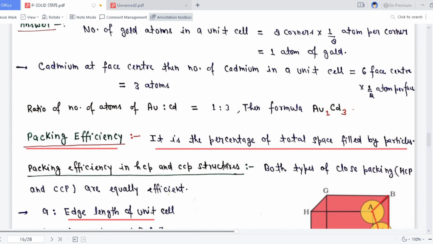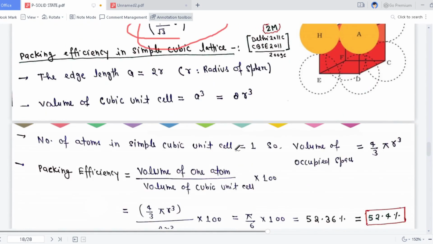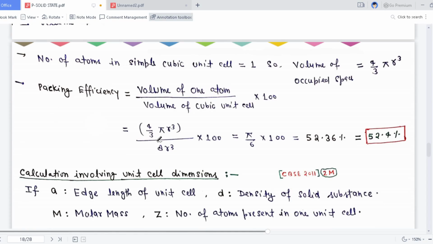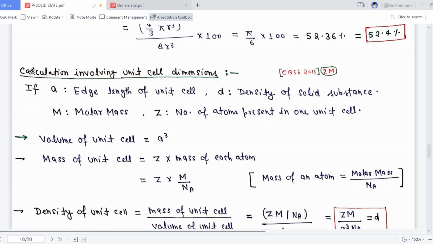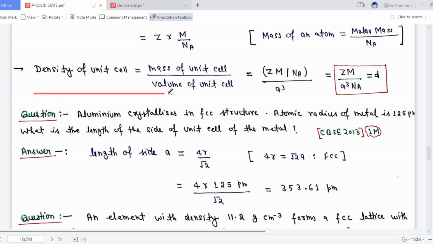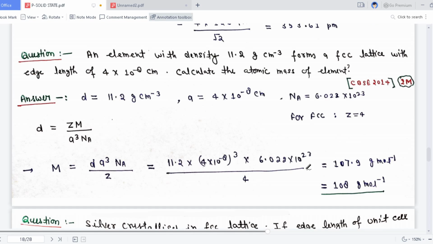So we can say that HCP and CCP are more packing efficient than BCC. Okay, now we will look at calculations involving the cell dimensions. We find the density as Z into M by N A, where M is the molar mass. Here I have a bunch of questions which you can attempt. After this, we'll probably be looking at the defects.